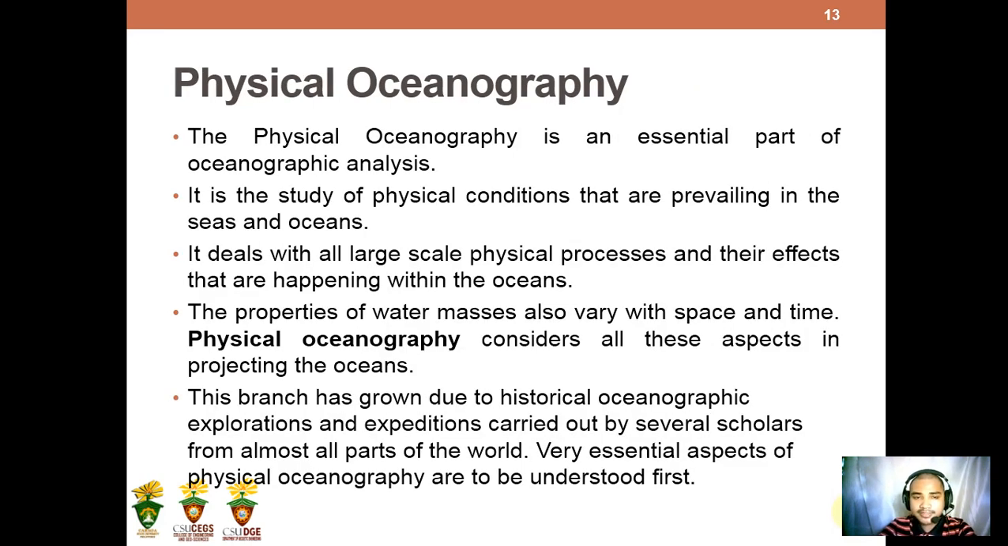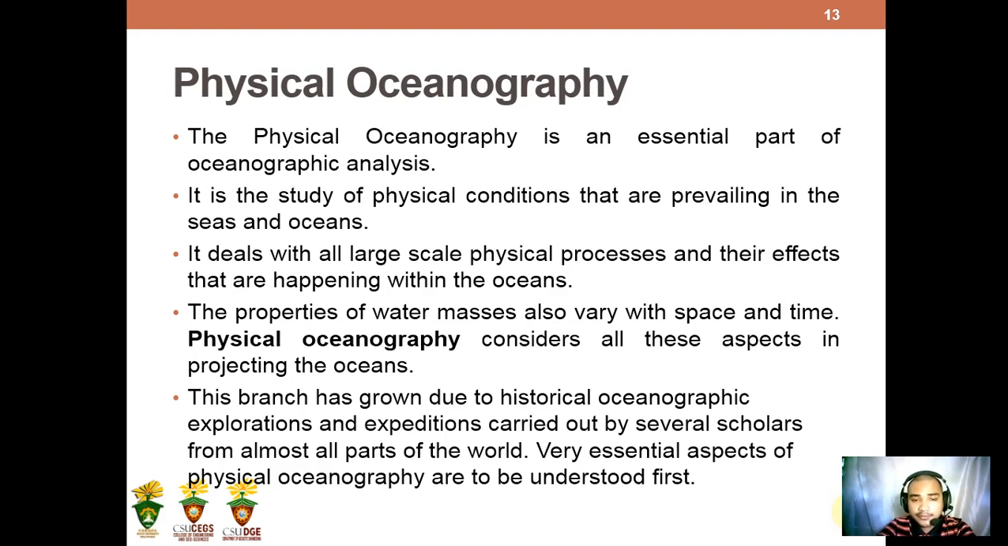So first, let us discuss all about the physical oceanography. So the physical oceanography is an essential part of the oceanographic analysis. It studies the physical conditions that are prevailing in the seas and oceans. So from the word itself, the physical aspects of the oceans are being studied with this branch of oceanography.